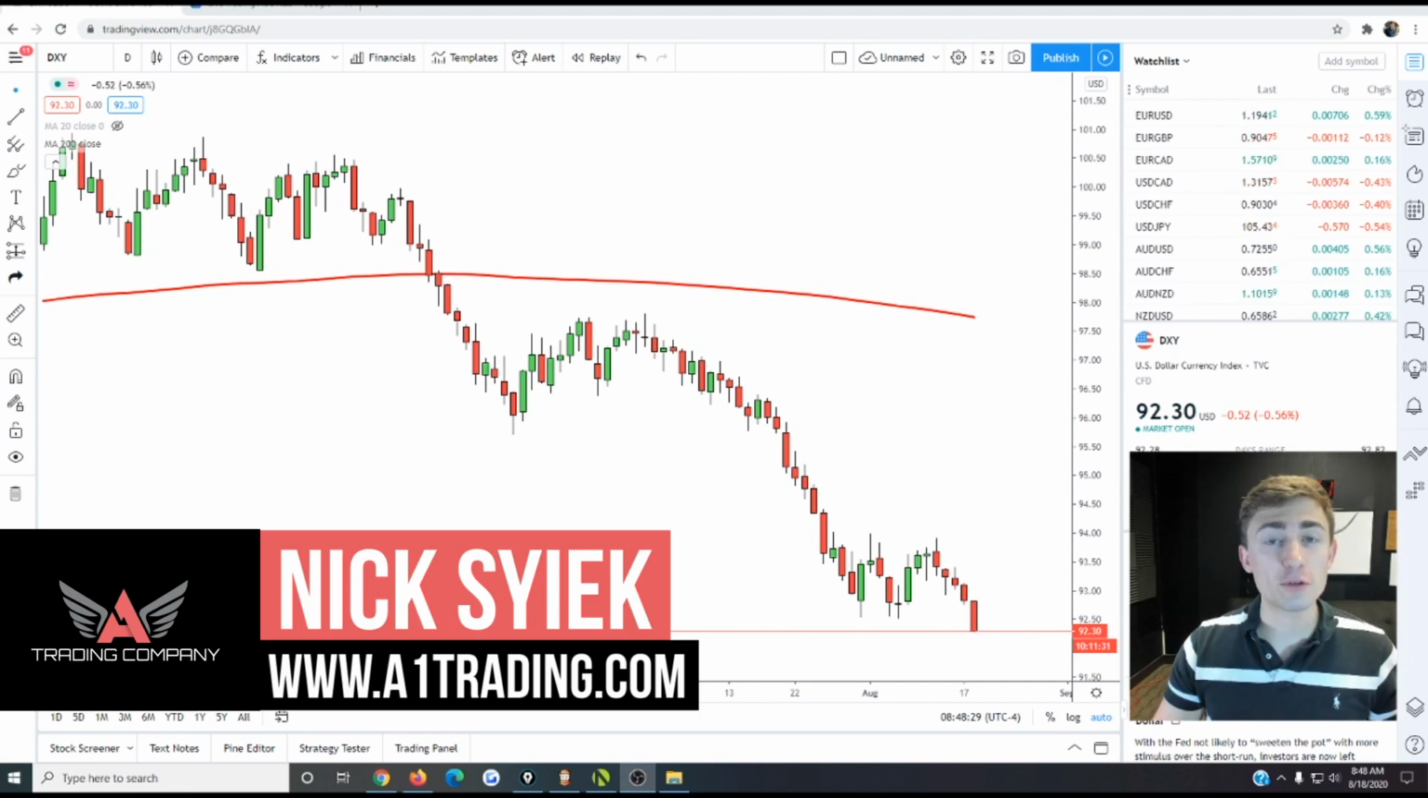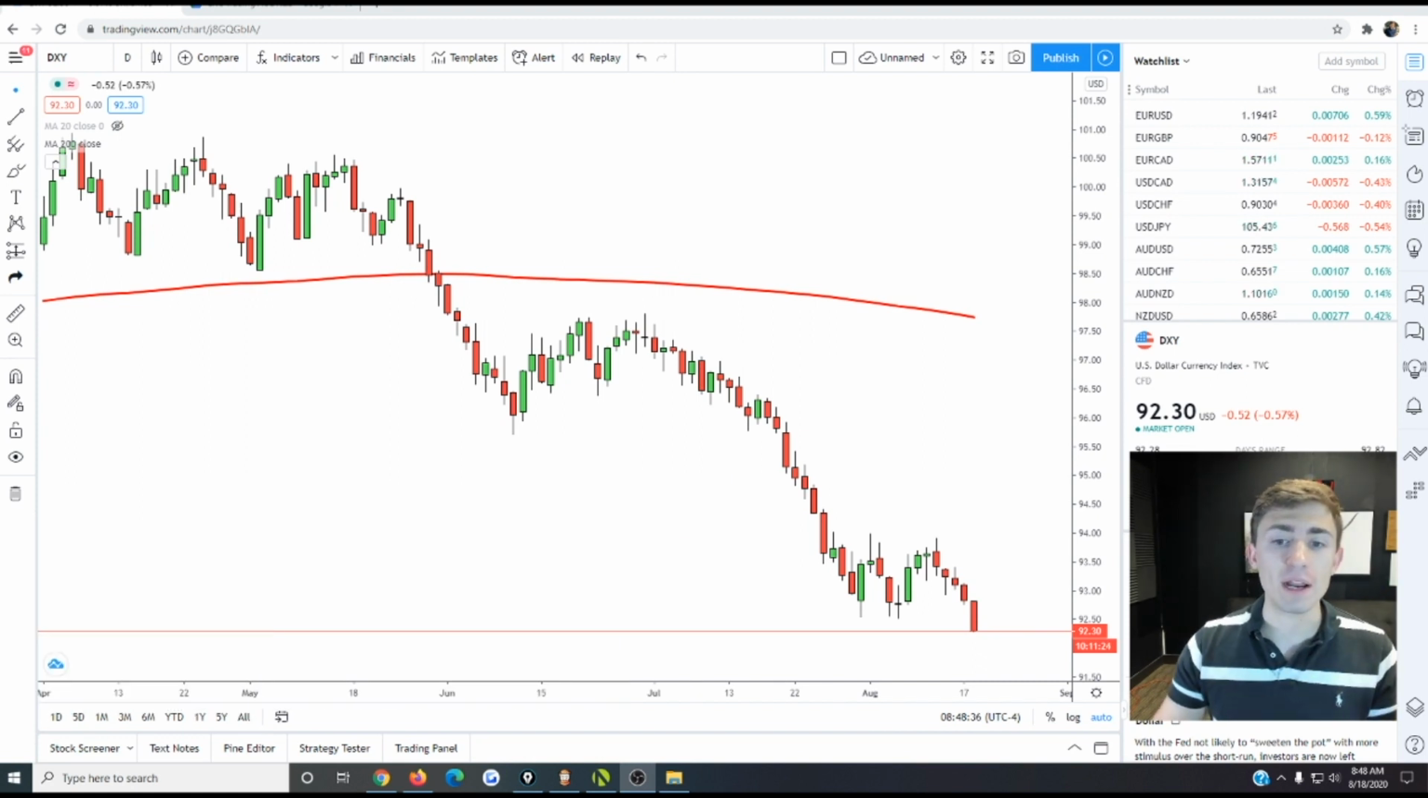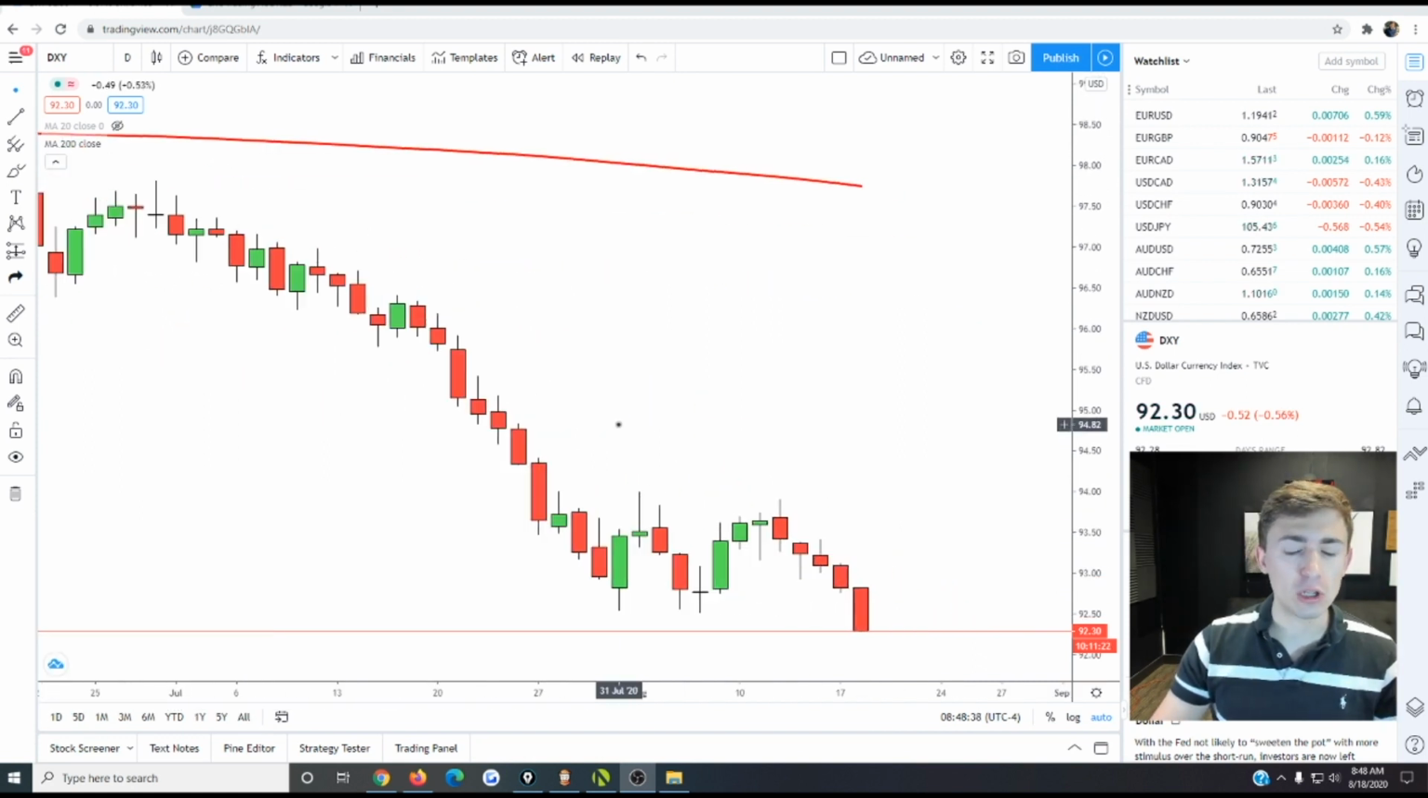For all my friends out there who trade Forex, I'm sure if you look at the US dollar at all, you've seen that it is on a super strong downtrend right now. Today, we actually just got lower underneath this significant structural low that we just pointed out.